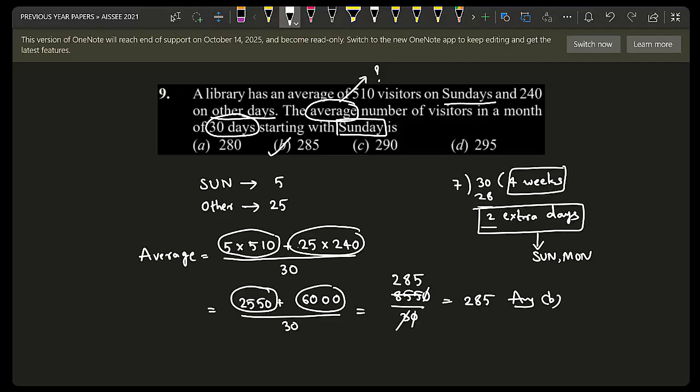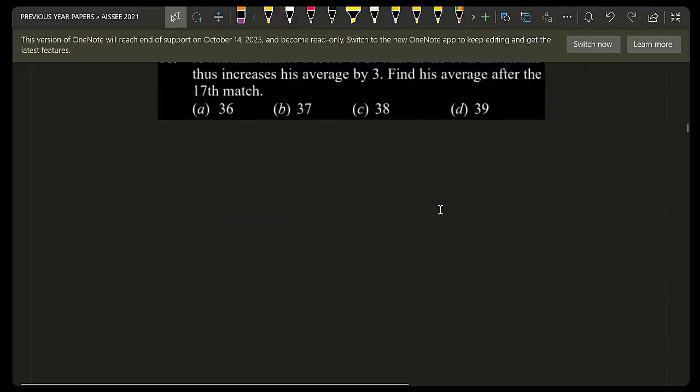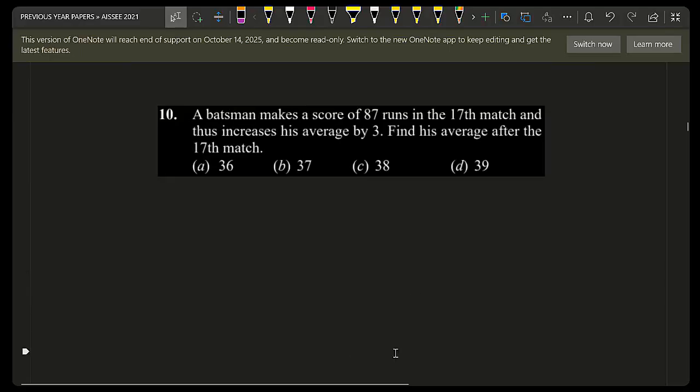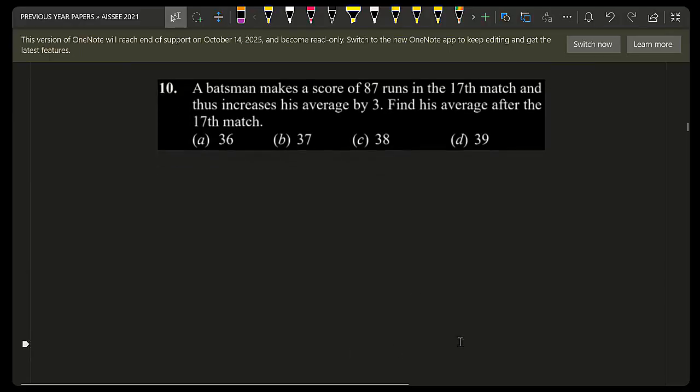Okay, we'll go with the next question. A batsman makes a score of 87 runs in the 17th match and thus increases his average by 3. Find his average after the 17th match. See, in this 2021 Sainik school paper, average, this is the third question. Each question carries 3 marks and 3 threes are 9 marks from average till now.